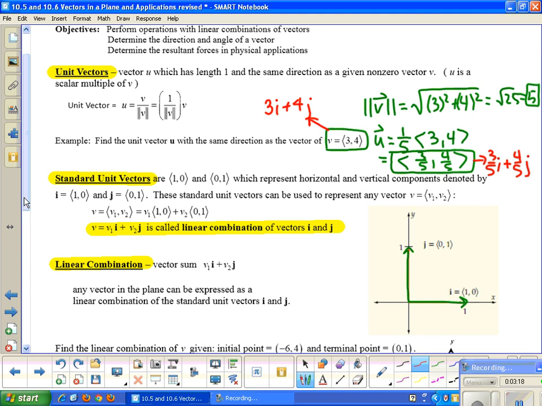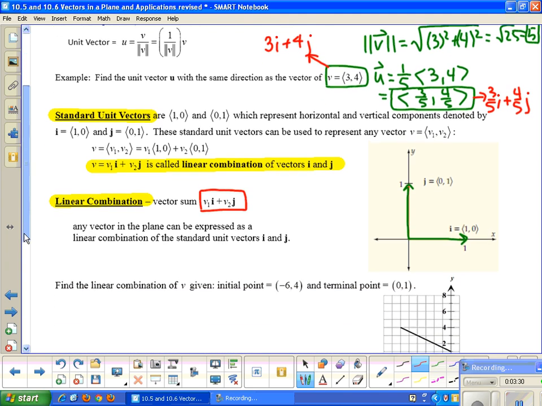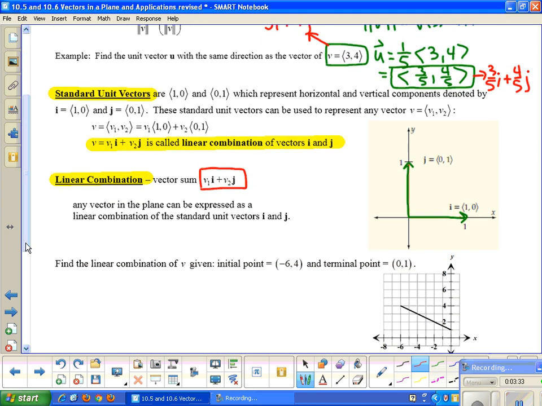And for this one, our vector sum for the linear combination is v1 of i plus v2 of j. So it's your horizontal component i plus your vertical component j.